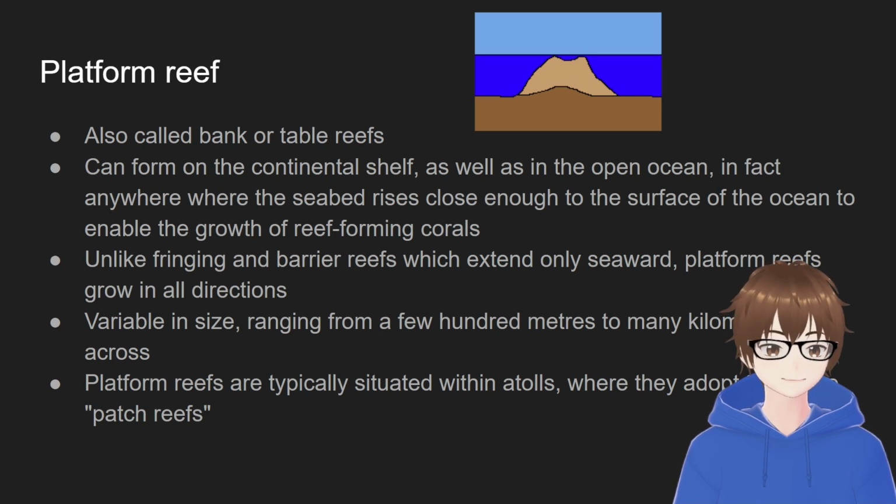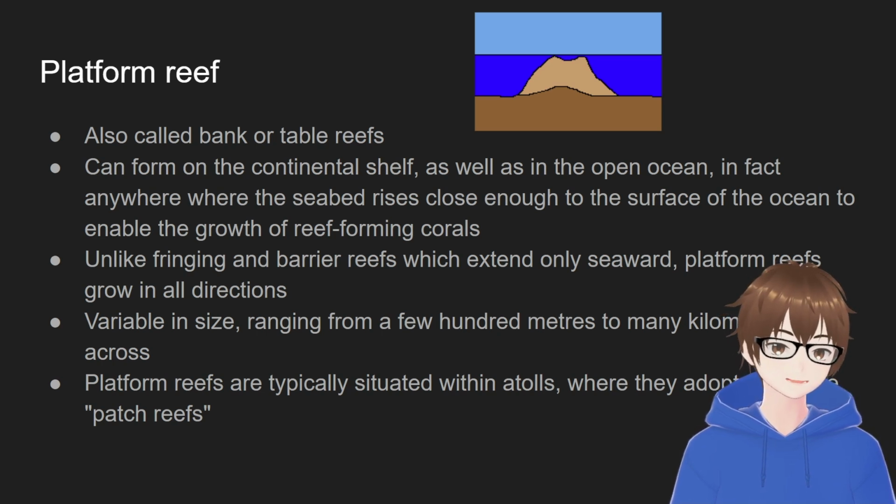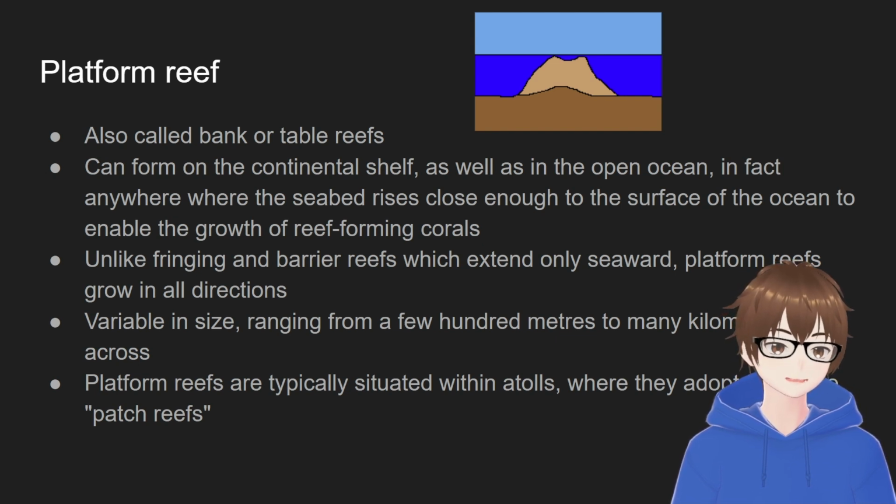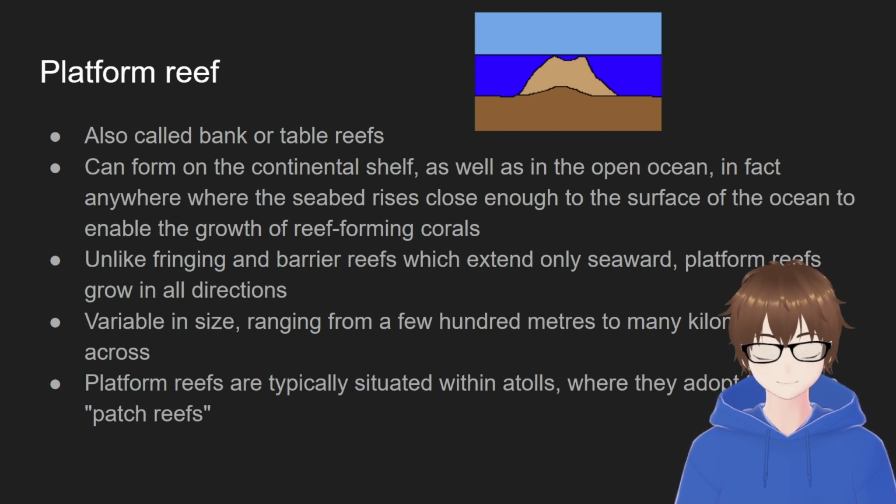So that was the fringe reef, the barrier reef. Then we have a platform reef. A platform reef is kind of similar to a barrier reef, but it's also called a bank or table reef. It can form on the continental shelf as well as in the open ocean, and in fact anywhere where the seabed rises close enough to the surface of the ocean to enable the growth of reef-forming corals.